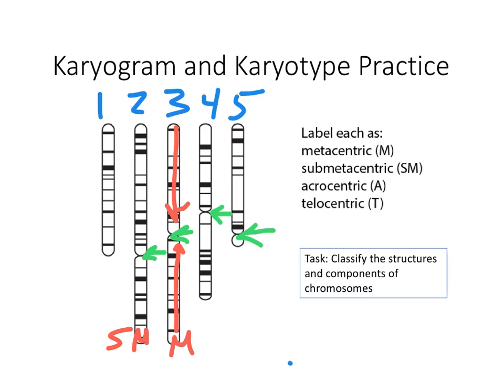Do we have an acrocentric? 5. Okay. Which one is number 1? Telocentric. Number 1 is telocentric. It doesn't even look like it's got a centromere, and that's because the centromere is at the very end of the chromosome. Number 5 is acrocentric, which means there's such a tiny little small arm that you can barely see it. It's there, but it's just a little dot. What didn't we do? 4. Oh, what's 4? Also metacentric.